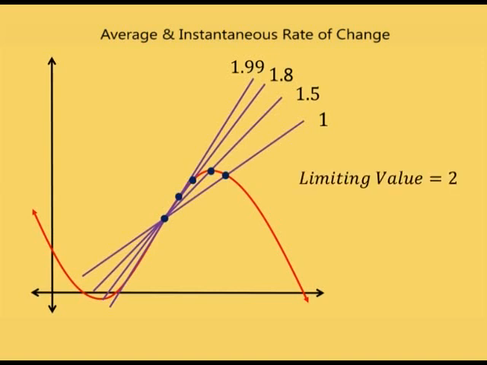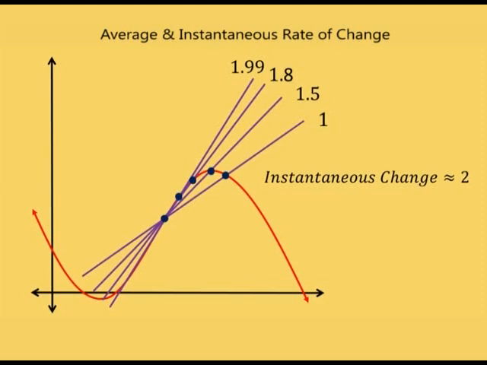Since we are looking at the average rate and moving the point closer, 2 can be considered an approximation for the instantaneous rate of change of our function at that point. In other words, it gives us a perfect way to describe how our function is changing at that single point, which is exactly what we want.